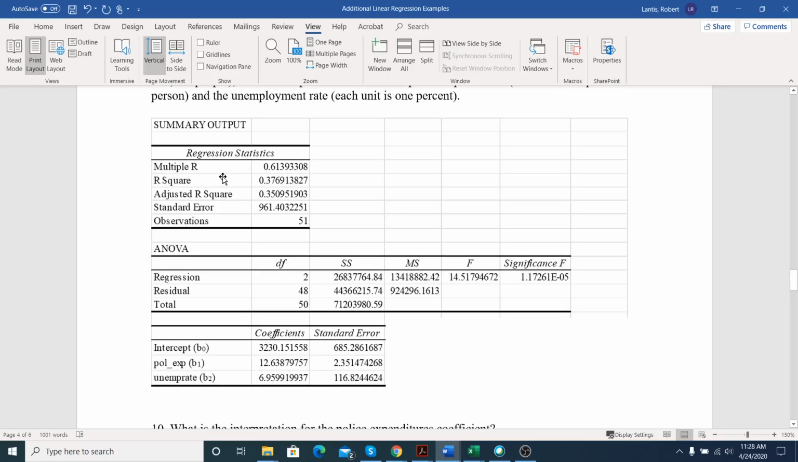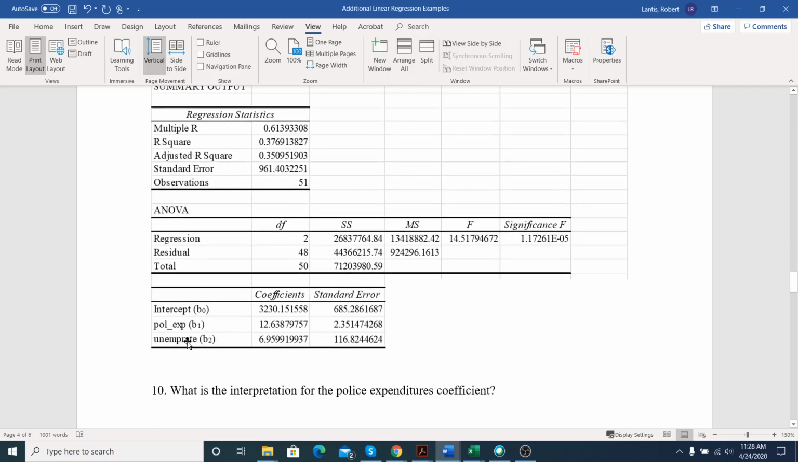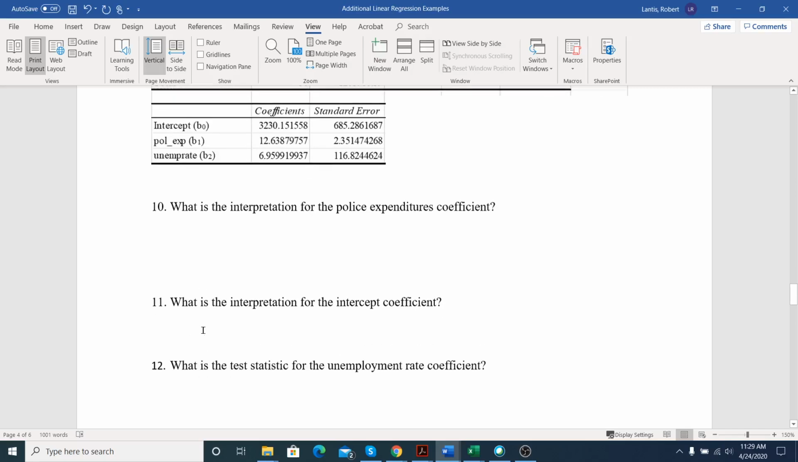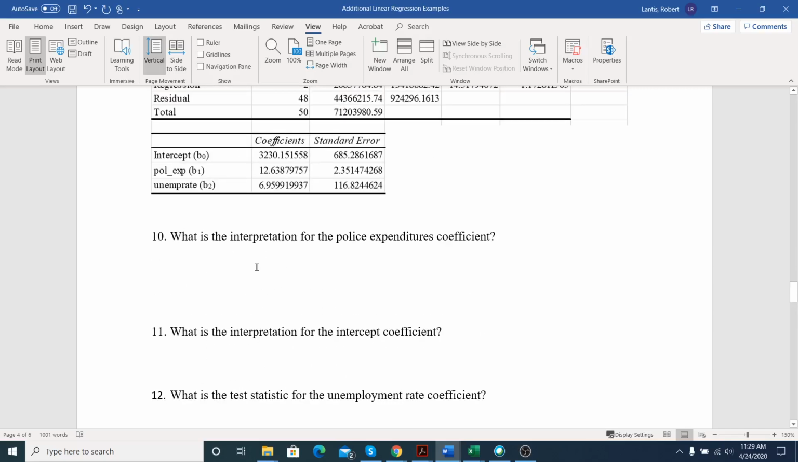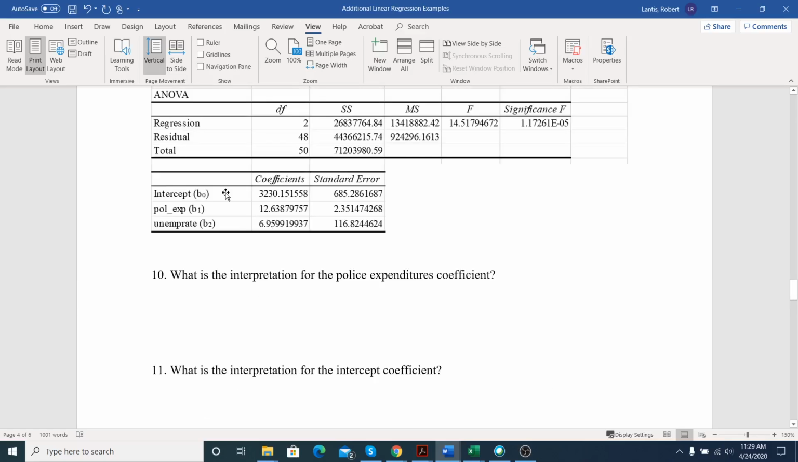Notice again, it's just a coincidence, but the R squared here is similar to what it was in the other regression, right? We were explaining about 37% of the variation in crime rates just with police force expenditures and the unemployment rate. Okay? And I left these open-ended. You can imagine I could come up with some multiple choice, but I just wanted to give us more examples that we can work through, right?